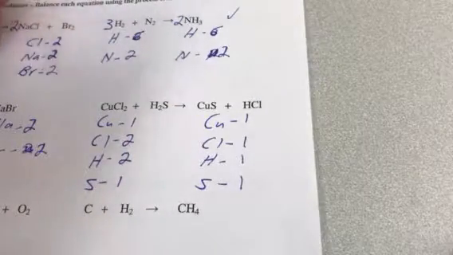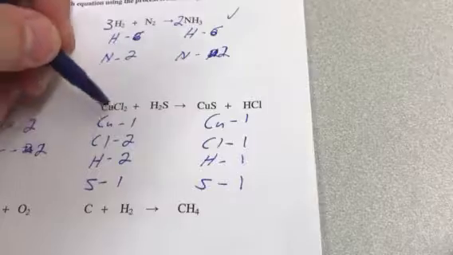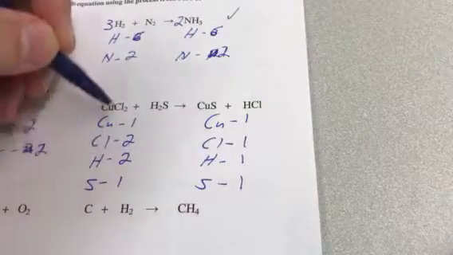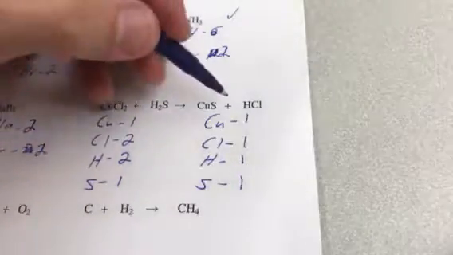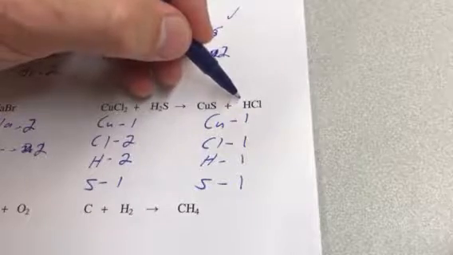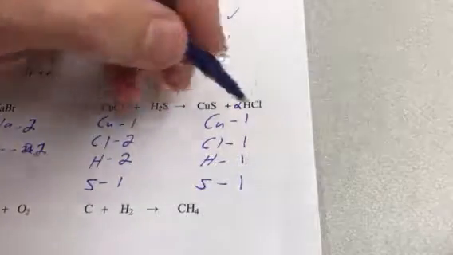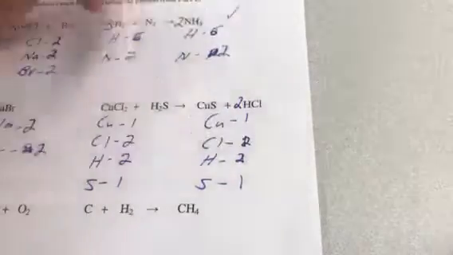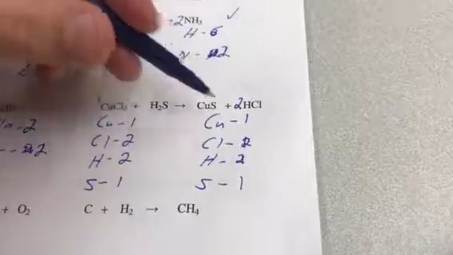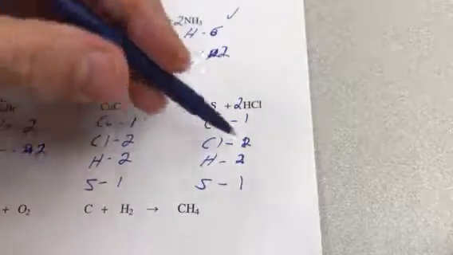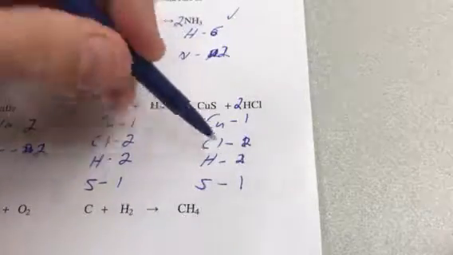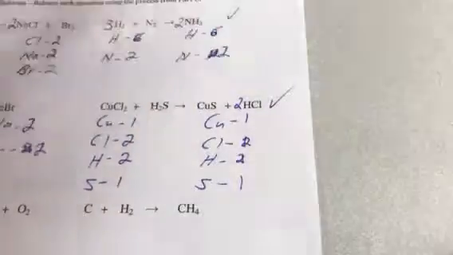Let's see if I can do anything with that. If I have 2 chlorines and 2 hydrogens, if I put a 2 over here to balance my hydrogens and chlorines, that was an easy fix, because now I have 1 copper, 2 chlorine, 2 hydrogen, and 1 sulfur on both sides. That checks out.